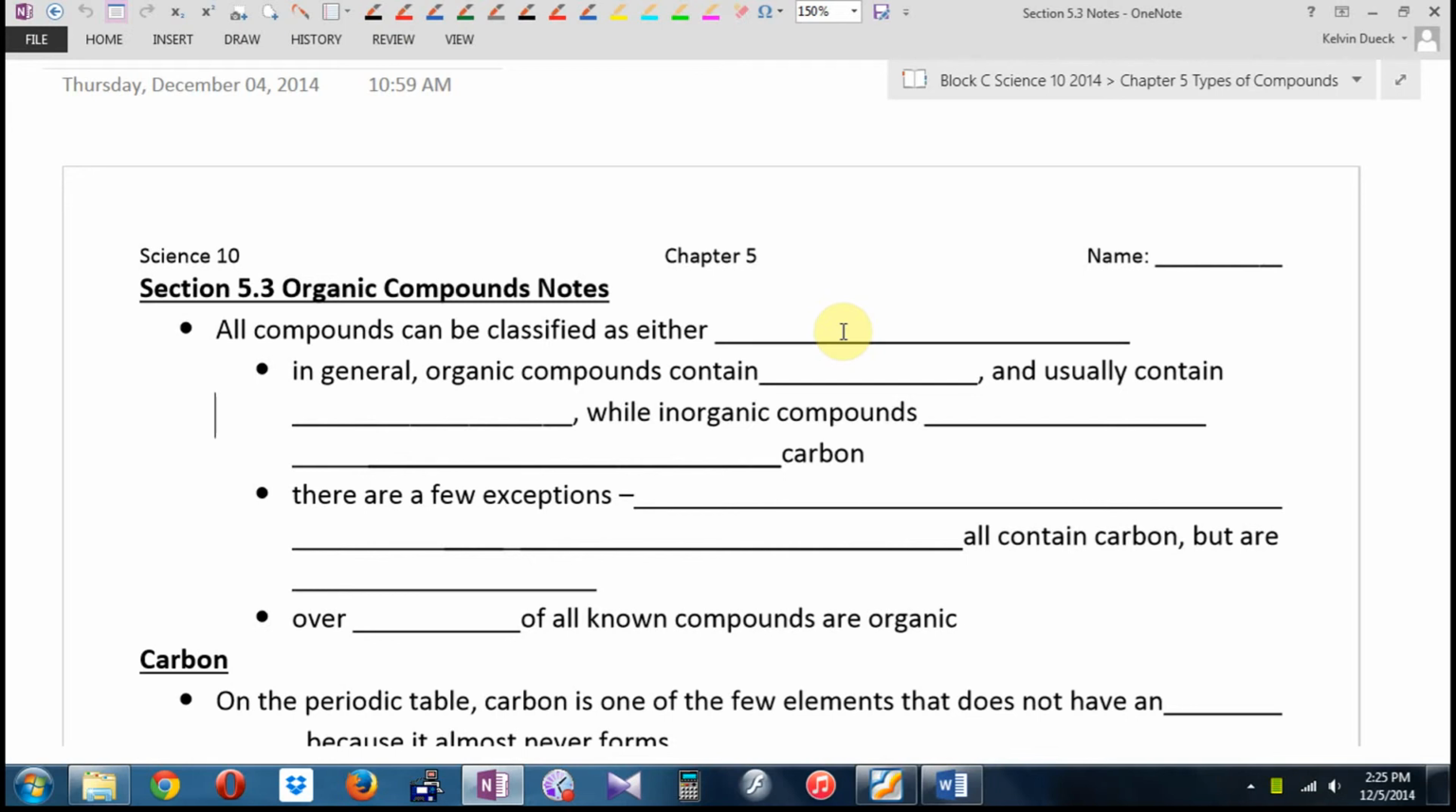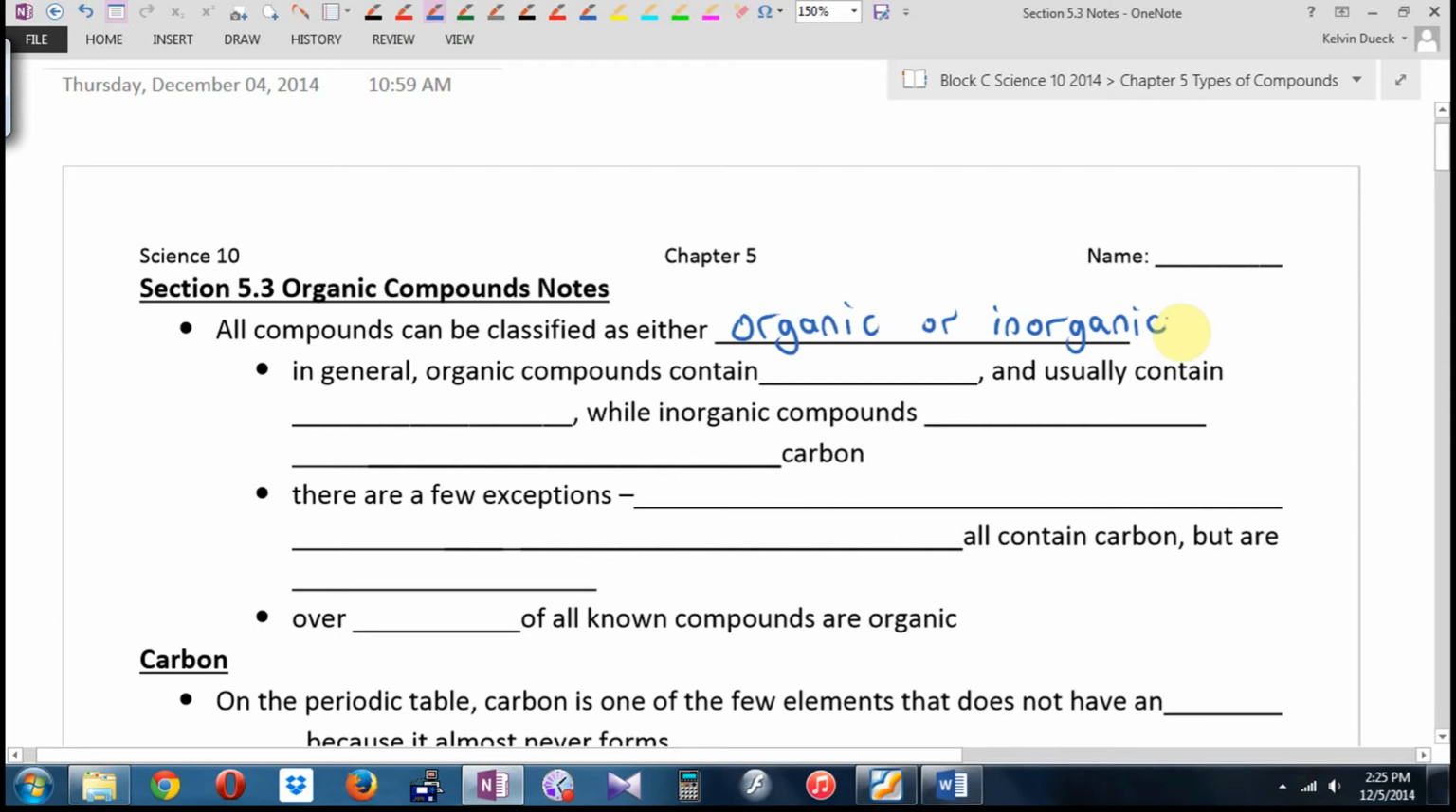You ready? The last topic. We've tried to divide compounds into types: acids and bases, salts, and the last one is organic compounds. Turns out all compounds can be classified as either organic or inorganic, non-organic.